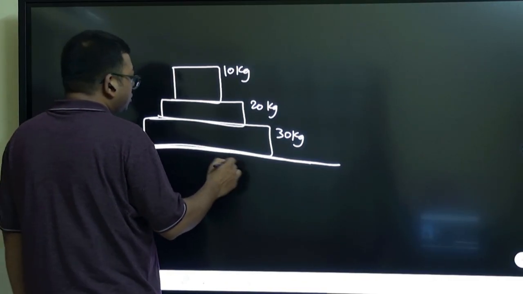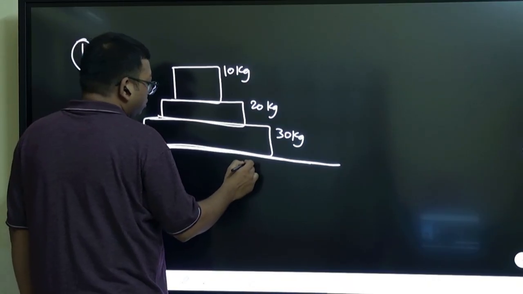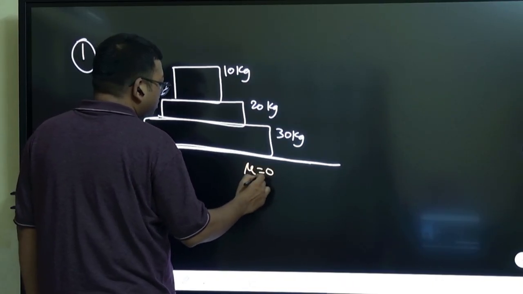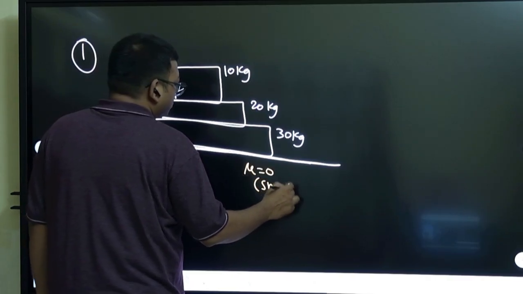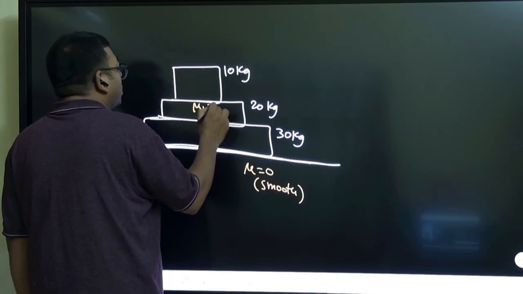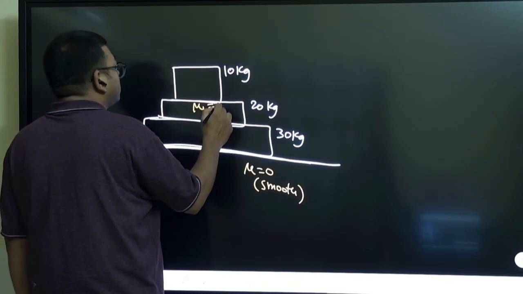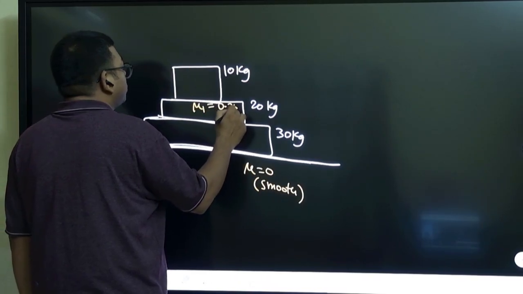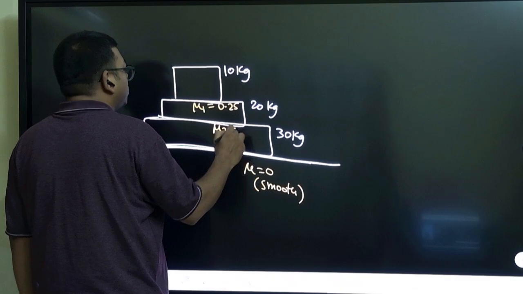Here zero means no friction. Note that when mu is zero, this is a smooth surface. So here mu is how much? Let us take this as mu 1. How much is it? 0.25. This surface, mu 2, how much?